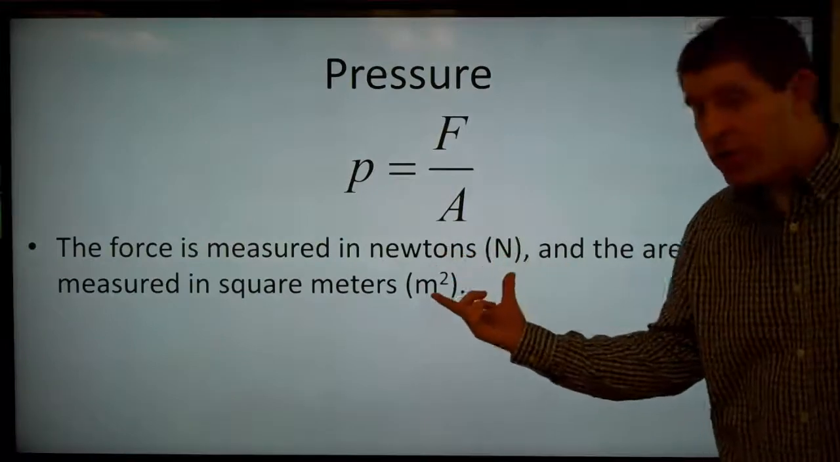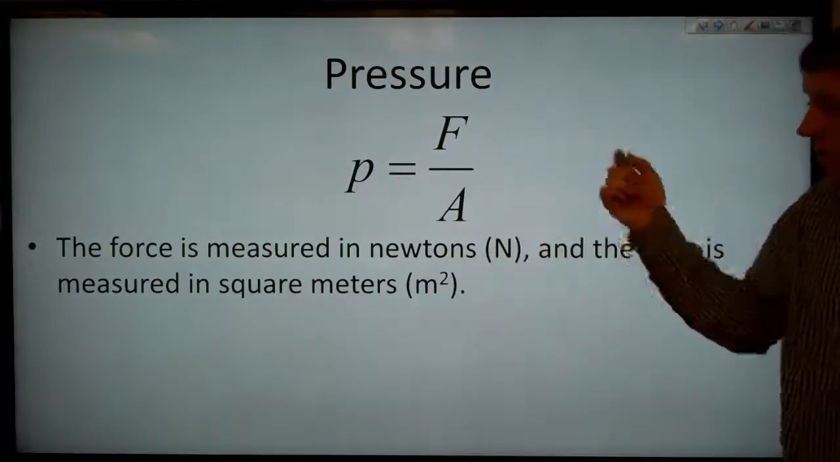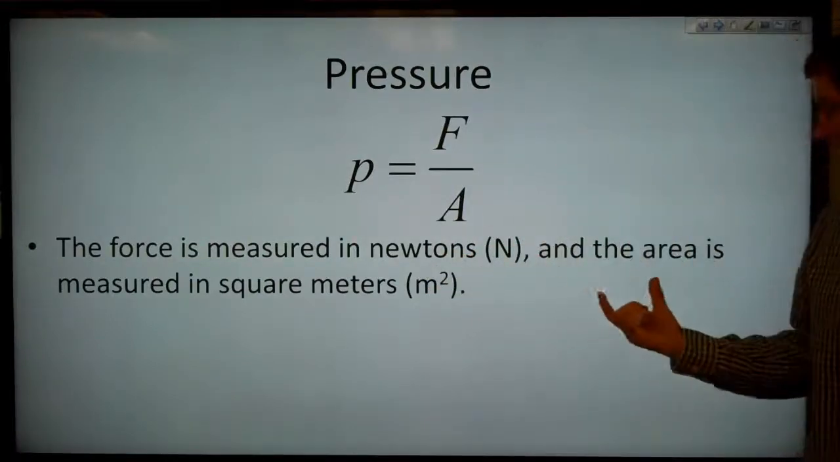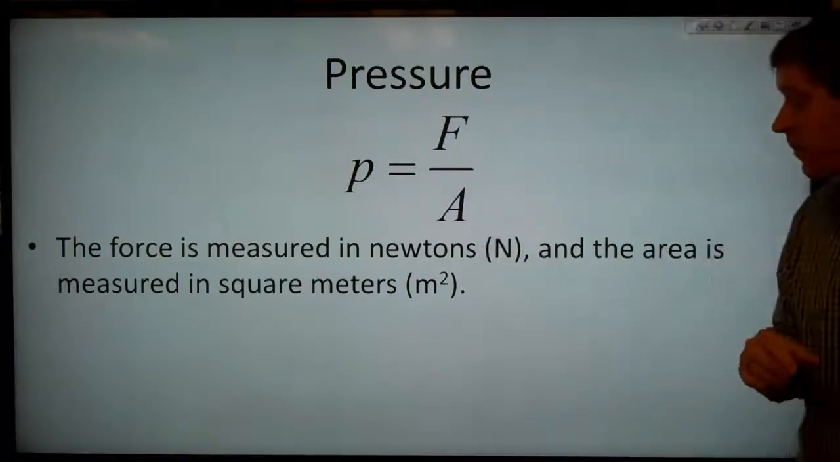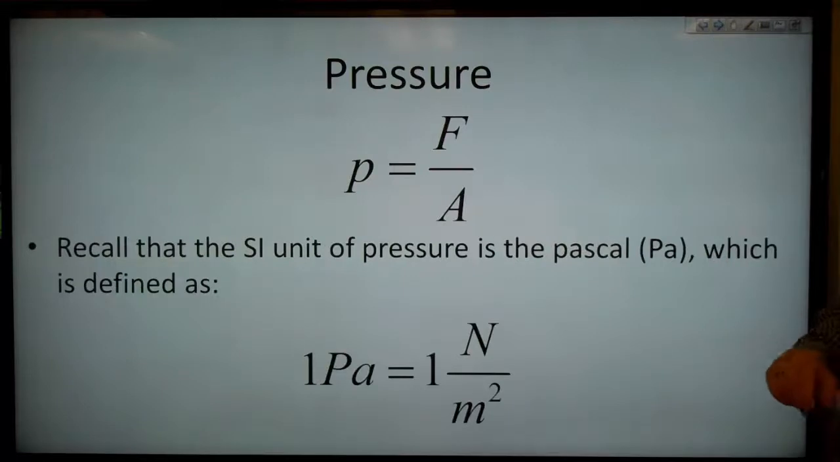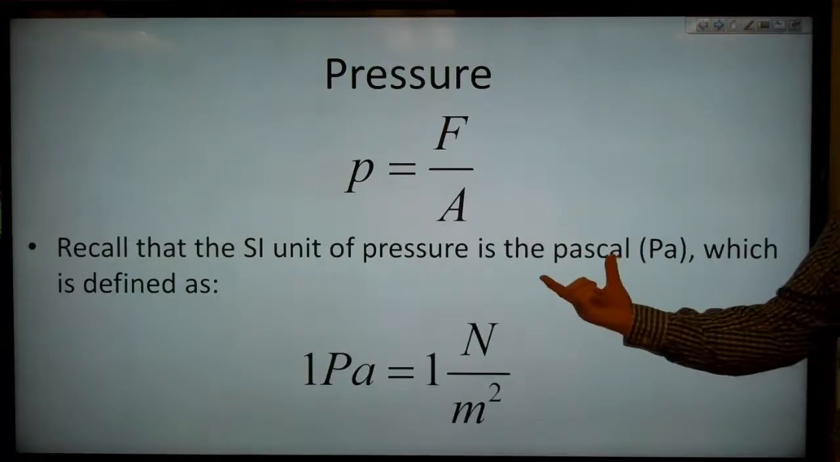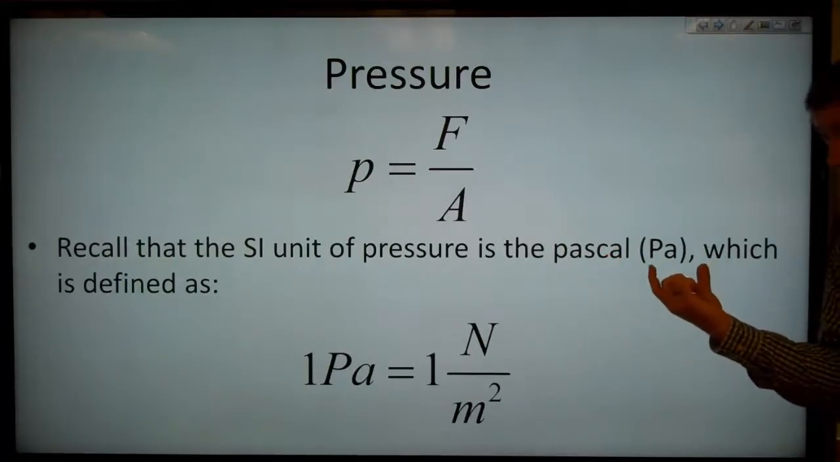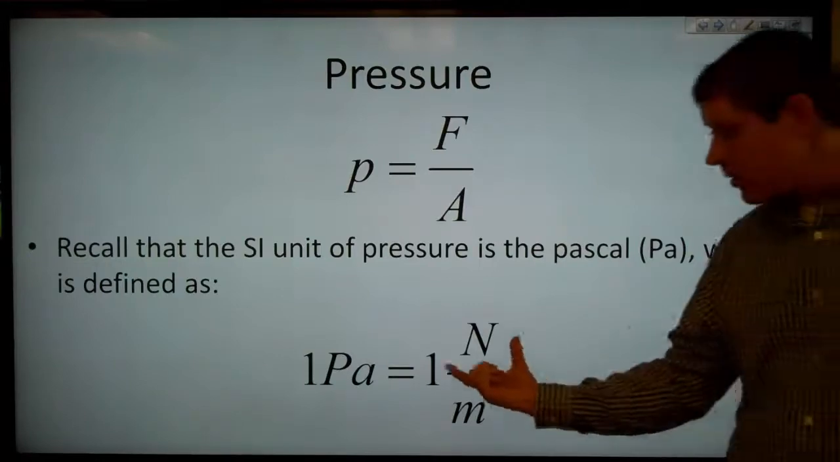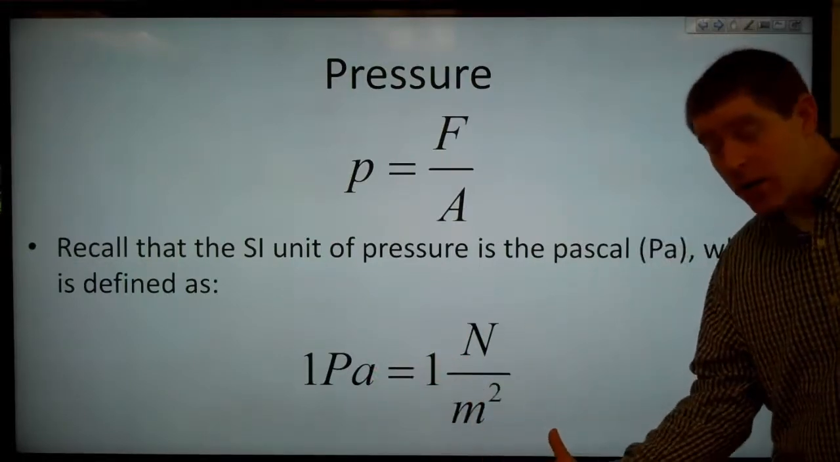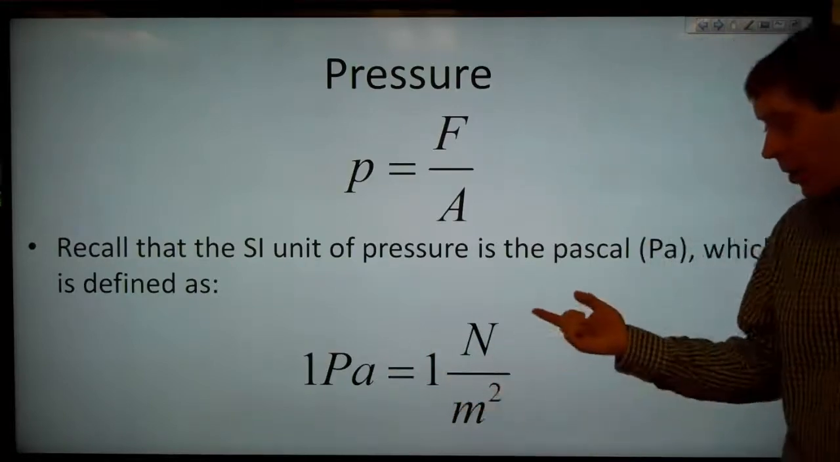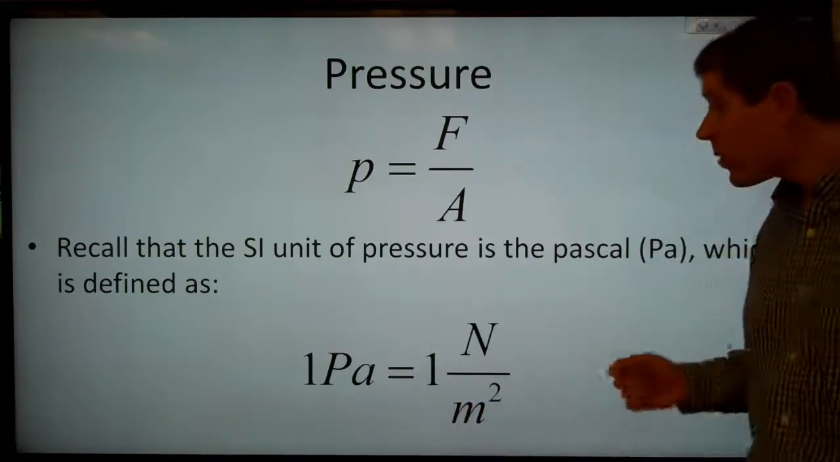So our force is measured in newtons, capital N, and the area is measured in square meters, m squared. So remember that the SI unit of pressure is the Pascal, which then needs to be equal to a Newton over a meter squared. So 1 Pascal is defined as 1 Newton per meter squared.